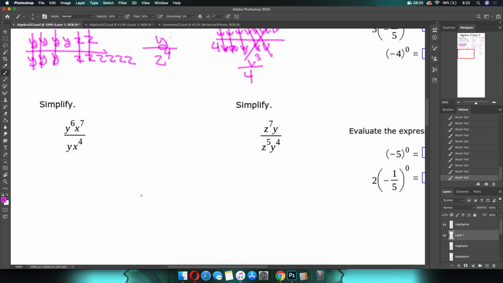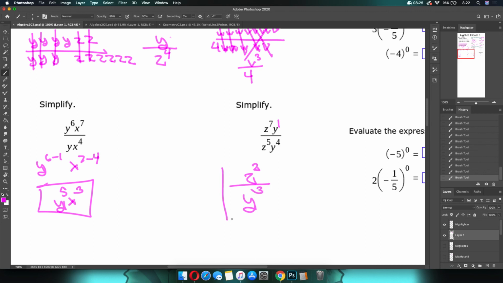Now we can show you doing it by outright subtraction. So this is y to the 6 minus 1, and that's going to be x to the 7 minus 4. What are we left with? Y to the 5th, x to the 3rd, and that's our solution. Next one, 7 minus 5, that is z squared. 1 minus 4 is negative 3. Since it's a negative, we drop down and flip where it is on the fraction. And that's what division is going to look like.